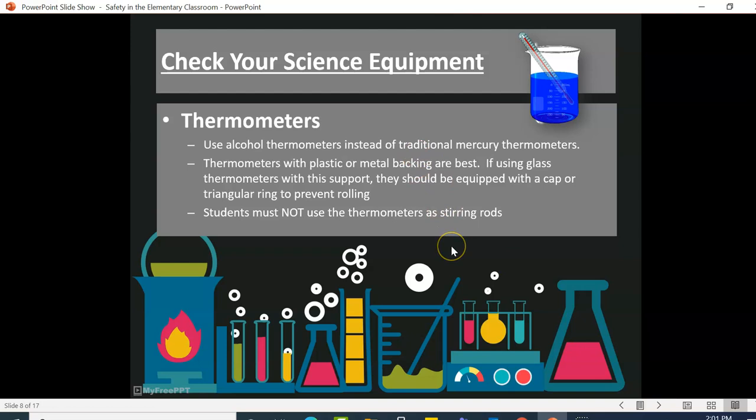Check your thermometers. Use alcohol thermometers instead of traditional mercury thermometers. Mercury from broken thermometers is difficult to clean up, and the vapor from spilled mercury is dangerous and toxic for the environment. Thermometers with plastic or metal backings are best. If using glass thermometers without this support, they should be equipped with a cap or triangular ring to prevent rolling. Students must not use thermometers as stirring rods.